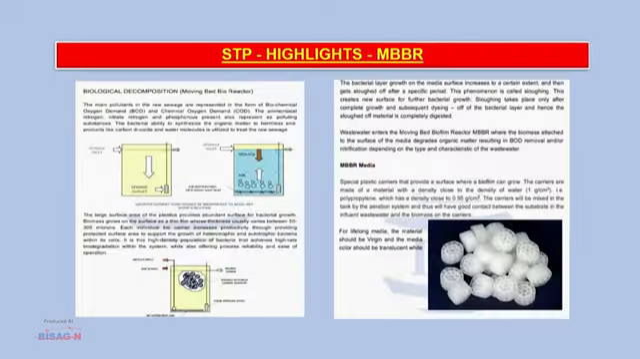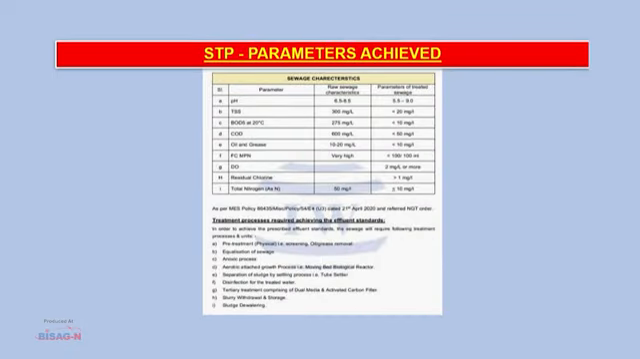biological sludge. The STP parameters achieved are as follows. pH in raw sewage characteristics is 6.5 to 8.5. For treated sewage, the pH should be 5.5 to 9.0. The value of TSS of raw sewage is 300 mg per liter. It should be less than 20 mg per liter.